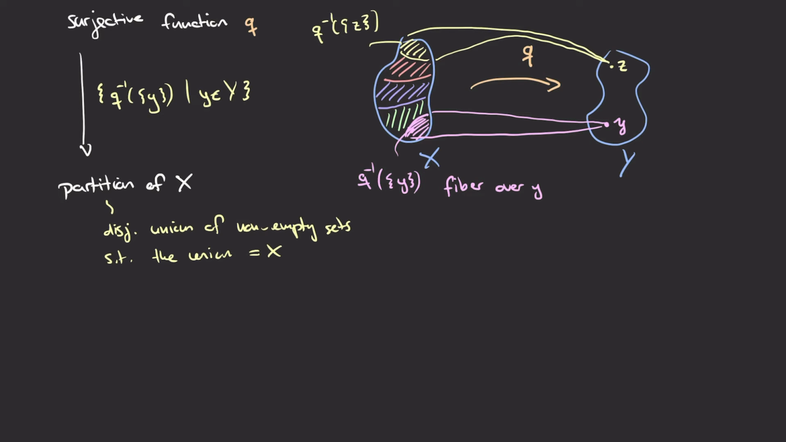Suppose that we have some partition of X that is indexed by Y. This just means that we have some subsets of X that are disjoint and non-empty, and we have one subset for each point in Y, and moreover, the union of these subsets is X. Then we can define a surjective function going from X to Y by sending each point small x in X to the point in Y that corresponds to the partite set that this point small x is located in.